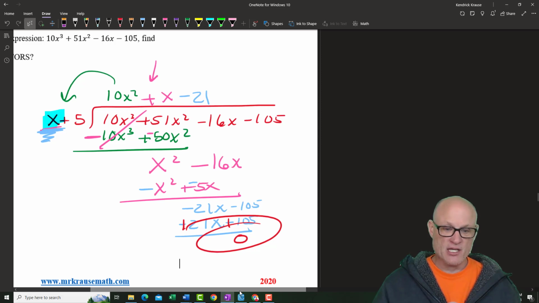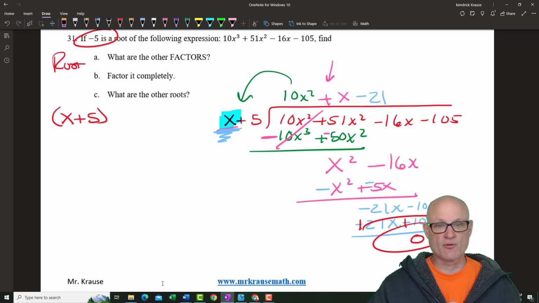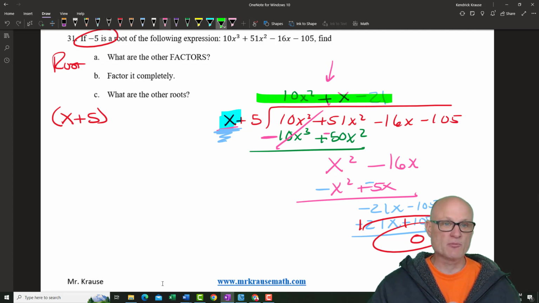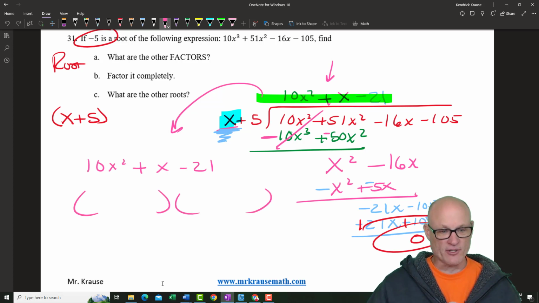Now, if I simply said factor it, what are the other factors? Well, for the most part, depending on how I ask it, you're probably going to have to factor this thing. So we might as well come over here and factor it. So 10x squared plus x minus 21. So 10x squared, I'm pretty sure that's just going to be 5x and 2x.